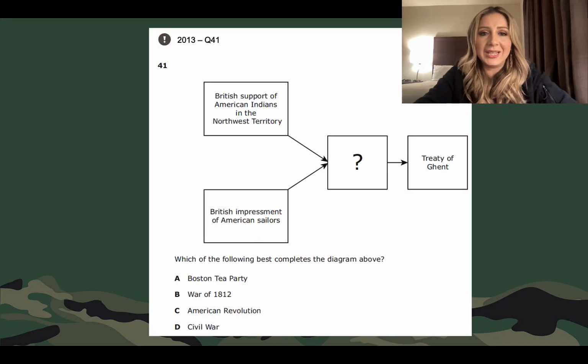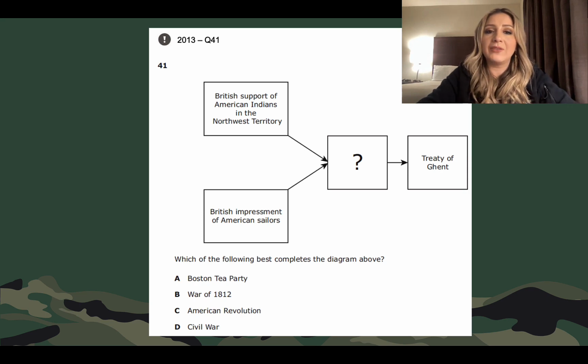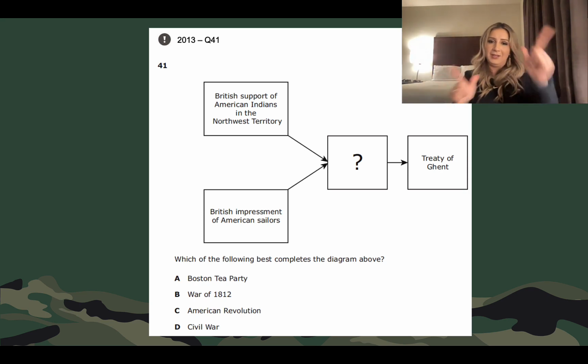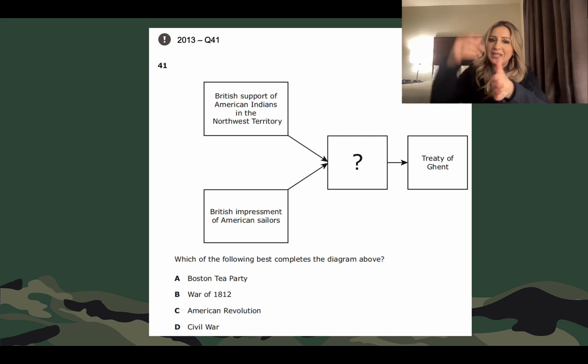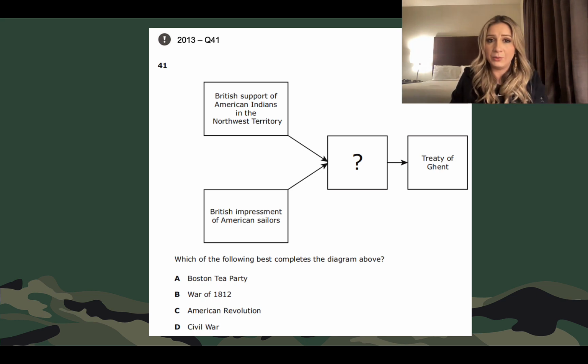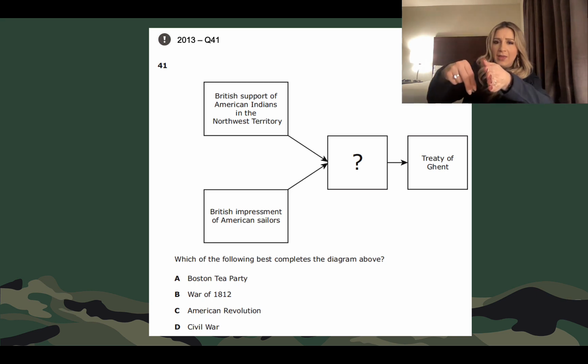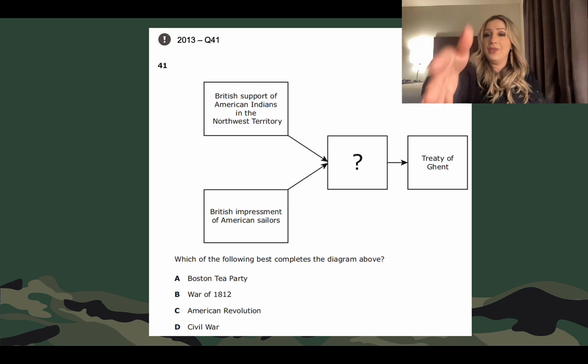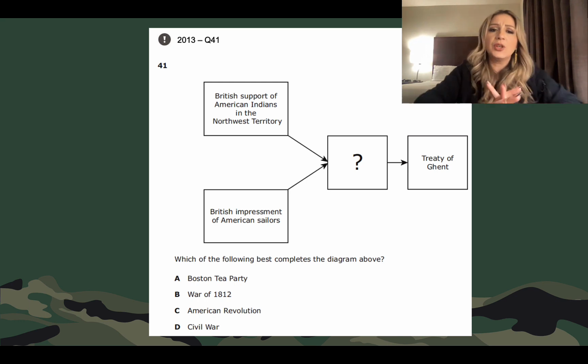Check out this question. On the left-hand side, it says, British support of American Indians in the Northwest Territory. Then if you go further down, British impressment of American sailors. I hope you guys are seeing what I'm doing. The first box is basically showing this, and the second box is showing this. And then they're asking you what happened because of this and because of this. And then they tell you, and then the Treaty of Ghent. So which of the following best completes the diagram above? Is it A, the Boston Tea Party? B, the War of 1812, C, American Revolution, or D, Civil War? Go ahead and take your time and answer this question.